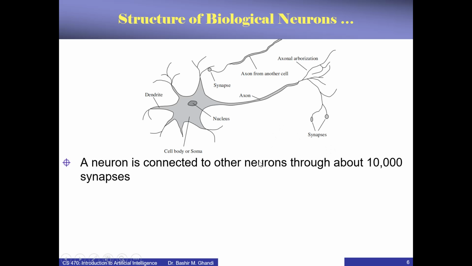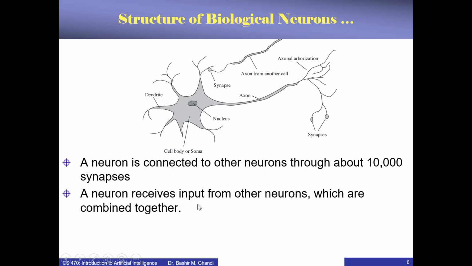So a neuron is connected to other neurons through about 10,000 synapses. So you can imagine the level of connectivity. This diagram is showing you just maybe about 3 of these connections, but actually there are about 10,000 of them for each neuron. So we have 100 billion neurons, and each one is connected to about 10,000 neurons. So you can imagine the level of connectivity and the information processing that is taking place within the human brain.